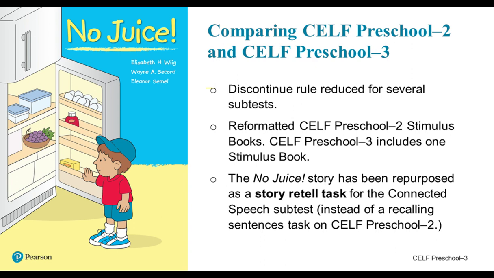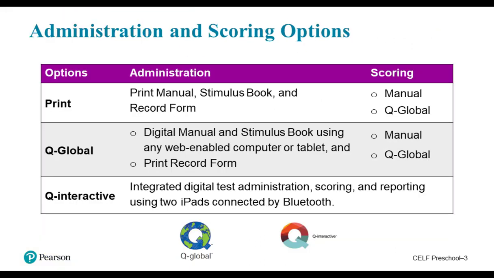Some other changes compared to CELF Preschool-2: we have reduced the discontinue rule for several subtests, and we're hoping that this will reduce the formal testing time. We've also reformatted the preschool stimulus books that were part of CELF Preschool-2. CELF Preschool-3 includes just 1 stimulus book, and the stimuli for 7 of our subtests are included in that stimulus book. The No Juice story has been repurposed. It is now a story retell task for the Connected Speech subtest. Those of you who are familiar with CELF Preschool-2 know that the No Juice book was used as a recalling sentences task on CELF Preschool-2.